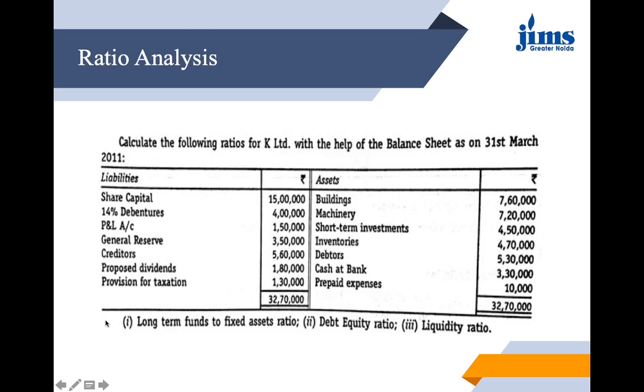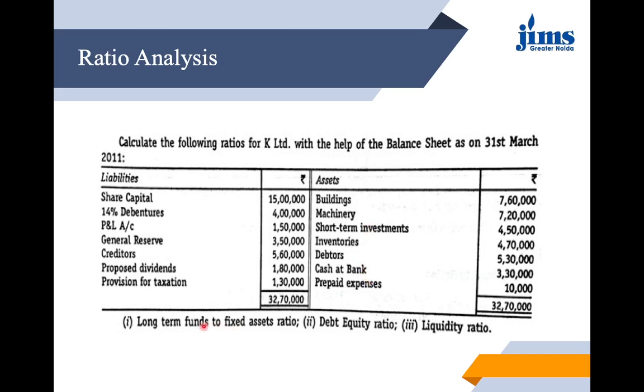You may see that here there is a balance sheet given to you of K Limited. With the help of this balance sheet, you need to calculate three ratios: the long-term funds to fixed assets ratio, the debt equity ratio, and the liquidity ratios. We are given share capital, debentures, P&L account, general reserve, creditors, proposed dividend, provision for taxation, and for fixed assets you have building, machinery, then short-term investments, inventories, debtors, cash at bank, and prepaid expenses.